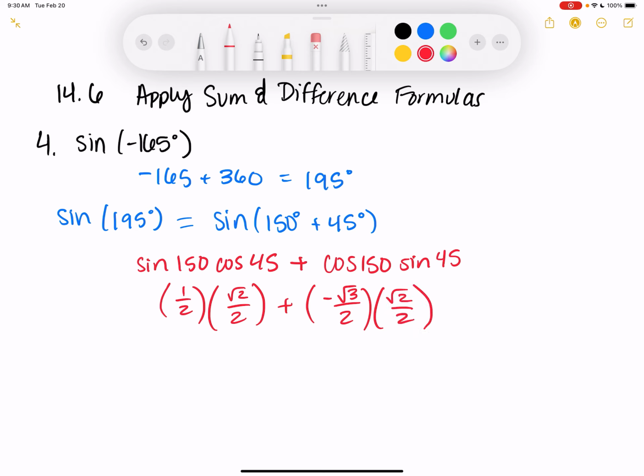So now we would multiply and combine them. The denominator is going to be 4. This one up here would be root 2. Then I have negative root 3 times positive root 2, which is going to be negative root 6. And that would be your answer. So root 2 minus root 6 over 4.